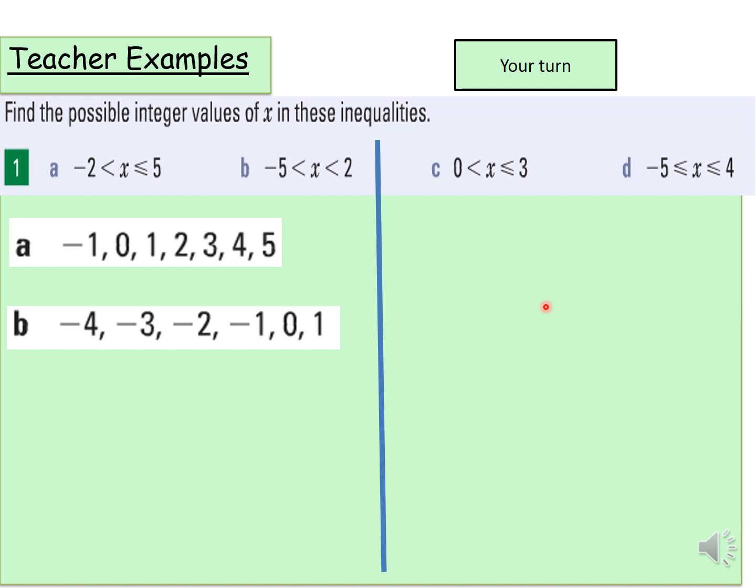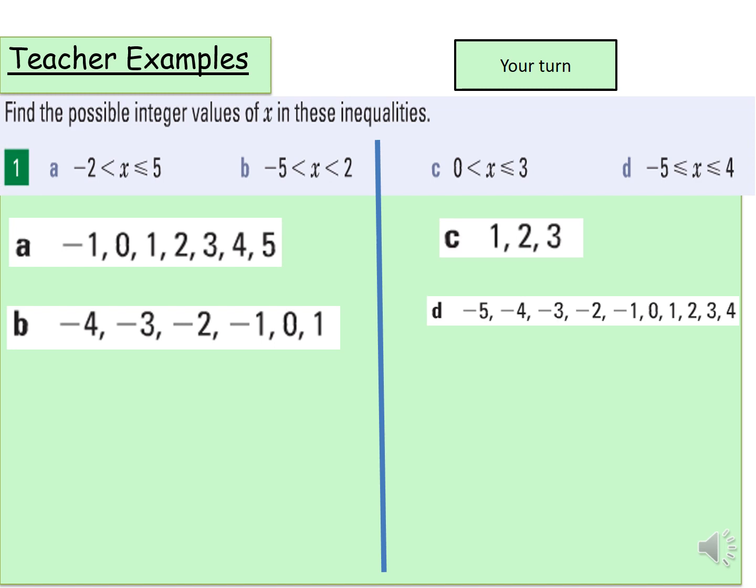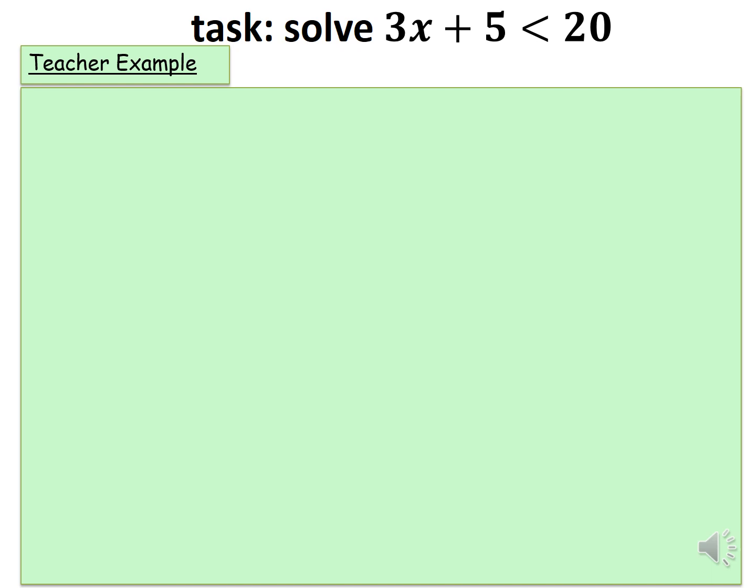Right, okay, hopefully everybody had the correct answer. x bigger than 0, but x cannot be 0 because there is no little line. So it's 1, 2, but x could be equal to 3. So that's 1, 2, 3. Next one, x could be equal to minus 5. x is greater than or equal to minus 5. So that could be minus 5, minus 4, minus 3, minus 2, all the way, and x could be equal to 4. So all the way to 4. Well done. Okay. Let's move on to solving inequalities.